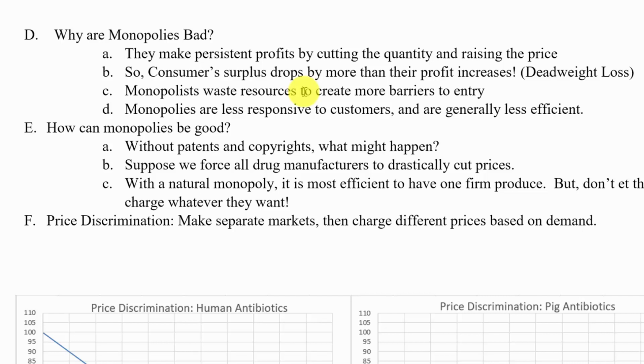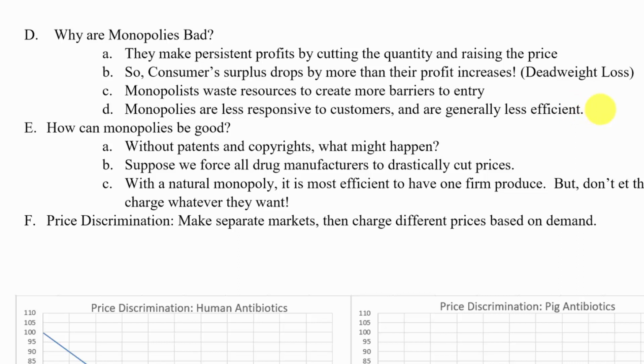So by spending a lot of money on unnecessary advertising and wasteful building of huge buildings and creating barriers to entry, another example of wasting money to create a barrier to entry is campaign donations. Monopolists are more likely to spend millions and millions of dollars giving money to congressmen or giving money to other politicians so that those politicians will help them to stay a monopoly, to help create more barriers to keep competition out. And once you're a monopolist, monopolies are usually less responsive to customers and they're generally less efficient.